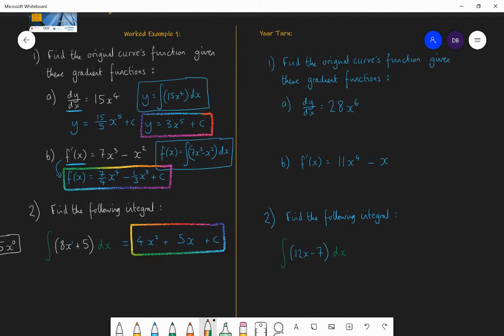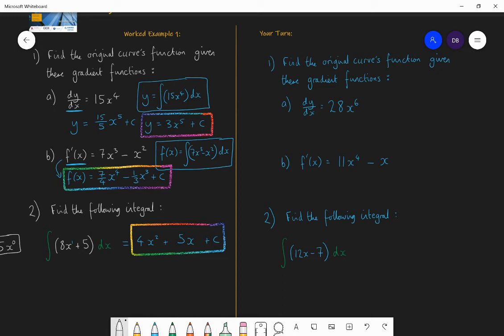First one, dy by dx equals 28x to the power of 6. Second one, f dash x equals 11x to the power of 4 minus x. And then question 2, just find the following integral. Integrate 12x minus 7 with respect to x. Pause, write down some maths, and then press play when you're ready, when you've got an answer.